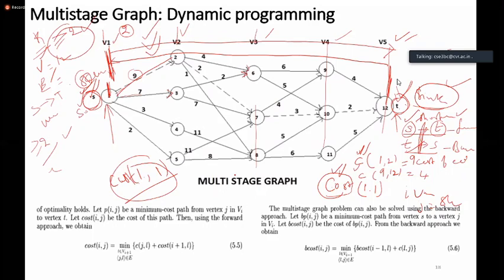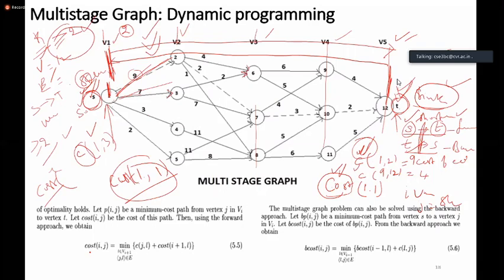Now, how are you going to calculate? Here I am using two terms. One is small c, which represents the cost of each edge. That means small c of 1 comma 3 is 7, and c of 1 comma 4 is 3. The cost of that particular edge we represent with small c. And COST is the cost of that particular vertex at a particular stage.